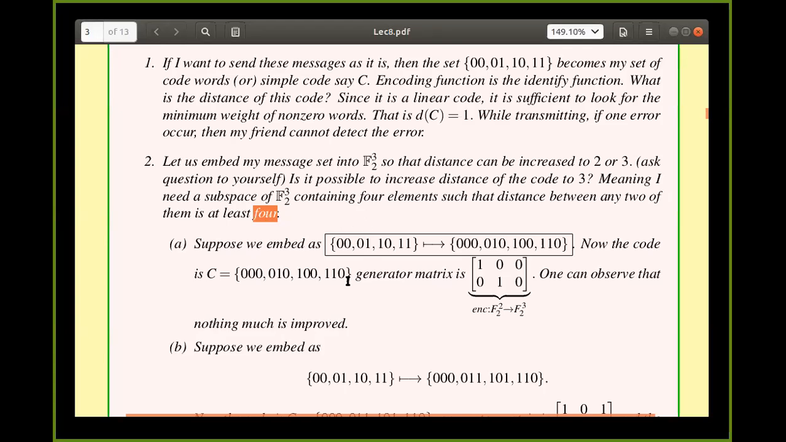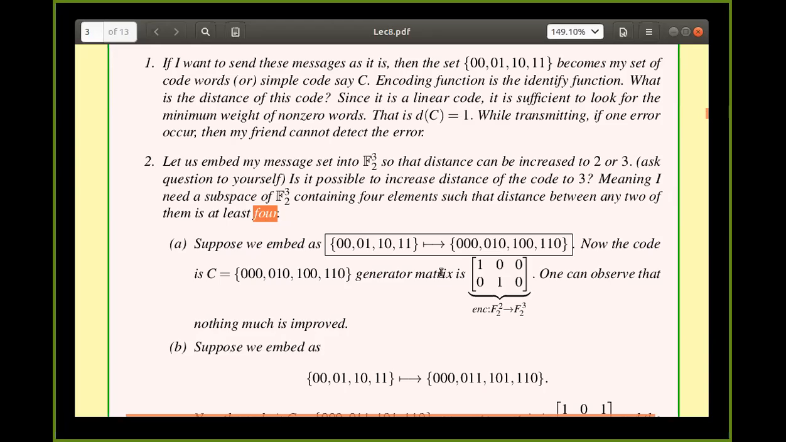So I give various instances of this. Suppose I embedded like this: 00, 01, 10, 11, I embedded as 000, 010, 100, 110. What is it that I have done? Somebody can help me? Added 0. I just added 0 at the end, nothing more, right? Now in R2 to R3, you put the Z value 0, and I also did the same way. Now the code is this one. This is the code and this is the message set. I embedded F2 power 2 into F2 power 3, right?